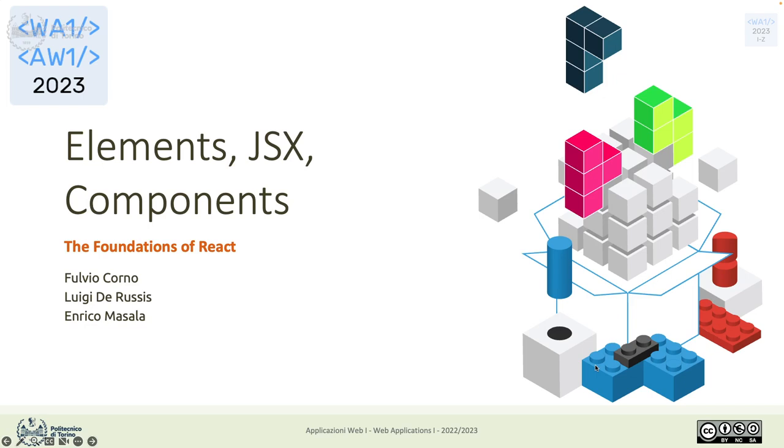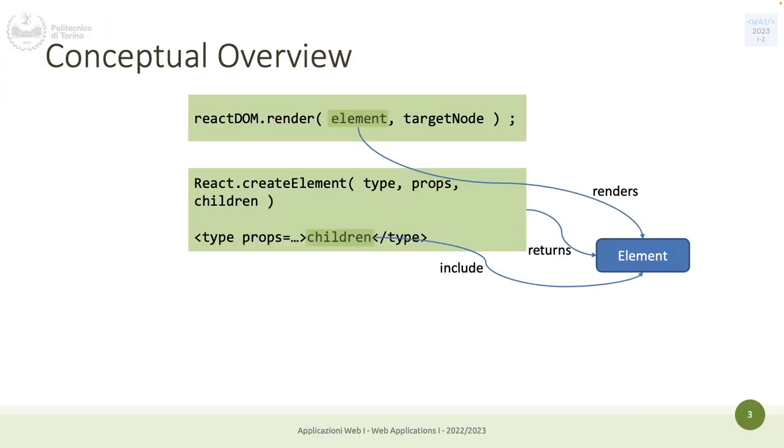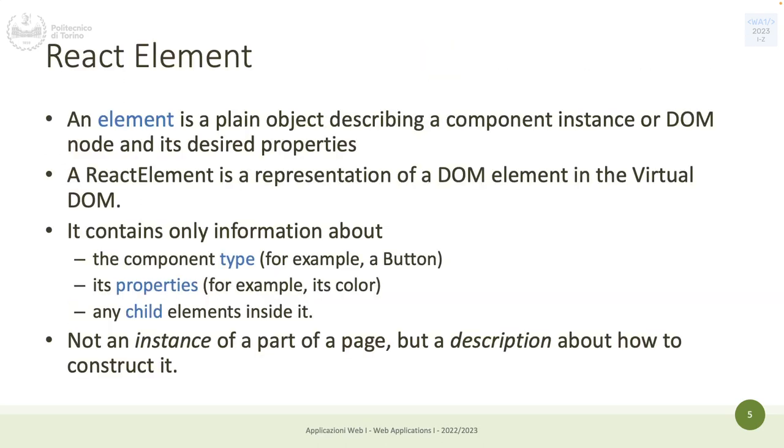Okay, so before doing something more practical than this, let me say two more things about components and elements. I already told you that elements are plain objects describing a component instance or a DOM node and its properties. So an element is always a representation of a DOM HTML element in the virtual DOM of React, and it contains information about the component type, h1, button, whatever, its properties, any props that it needs to have, and any child element inside of it.